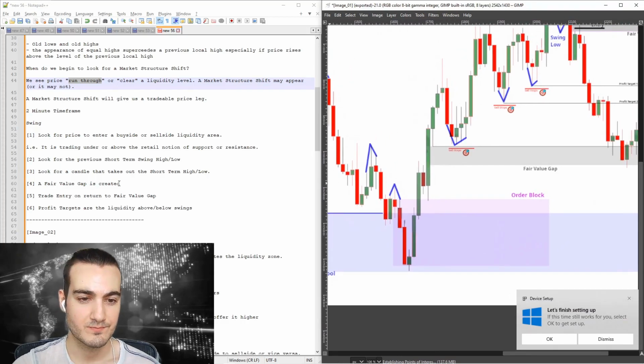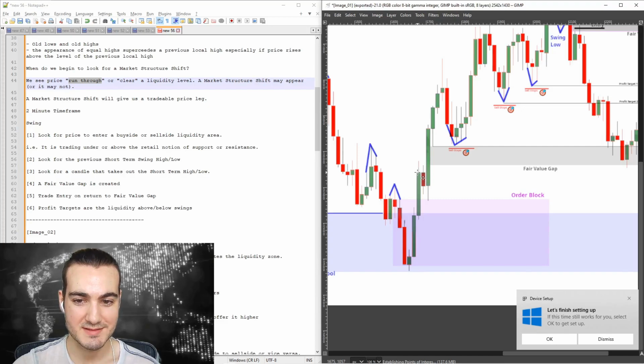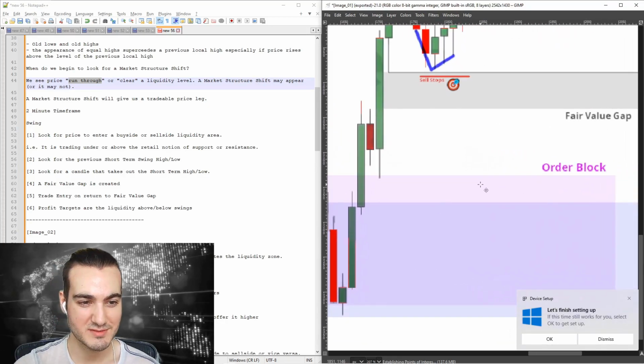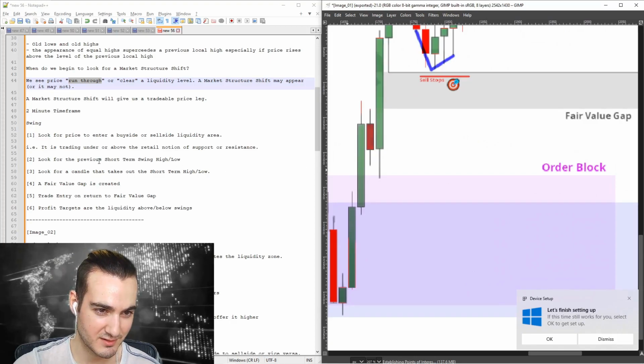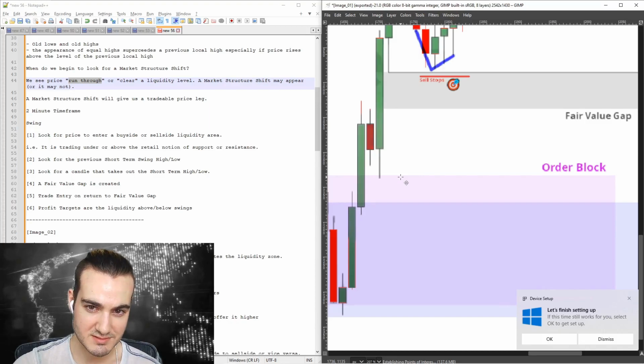Once price closes above that, then we form the order block. I don't know if I want to explain that right now or wait till a bit later. Okay, fair value gap is created. Yep, that's true.